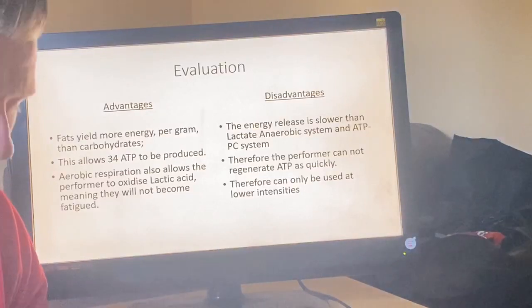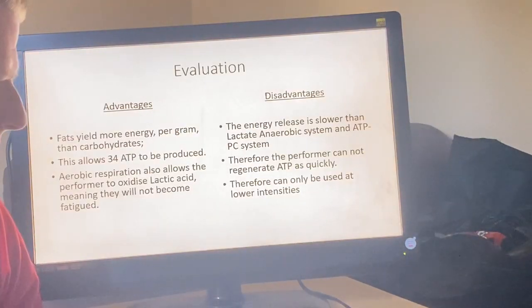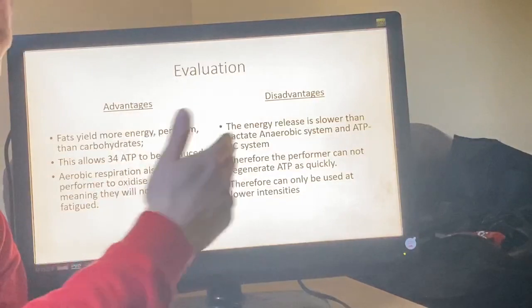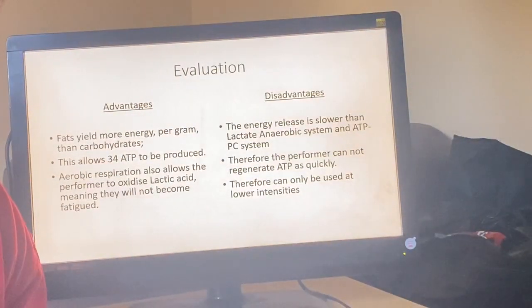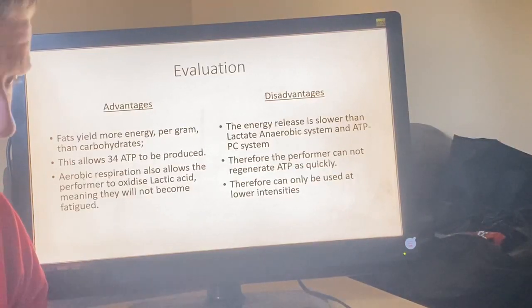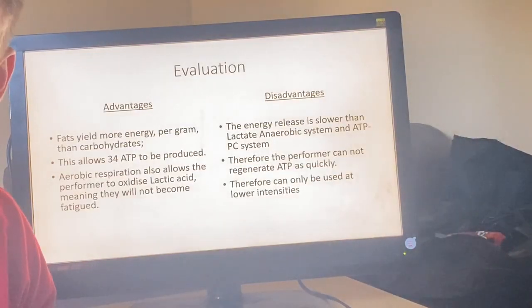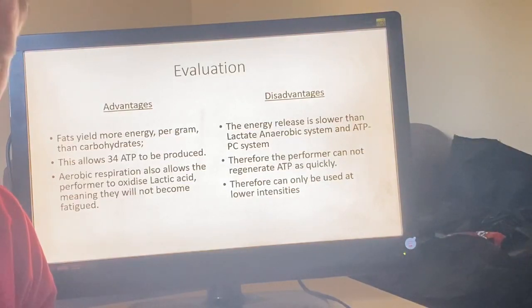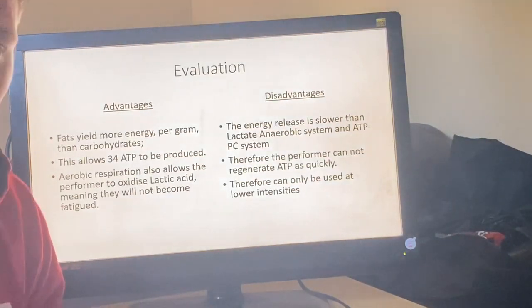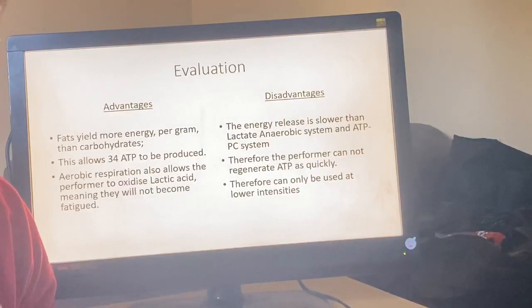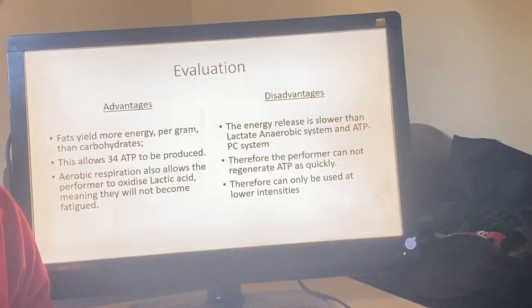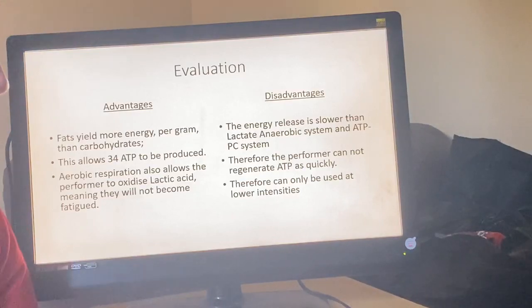I want you to think about it. Who are the best athletes? The best athletes are the ones that can use aerobic respiration at the highest intensity. If I've got two performers, a trained athlete running at 12 miles an hour using aerobic respiration, they're not building up lactic acid. It means they can hold that pace for as long as they want to. Whereas me, if I was to run at 12 miles an hour for probably 1 minute, I would be building up lactic acid because I am not as good at utilising this oxygen. So it would have to be used at lower intensities.